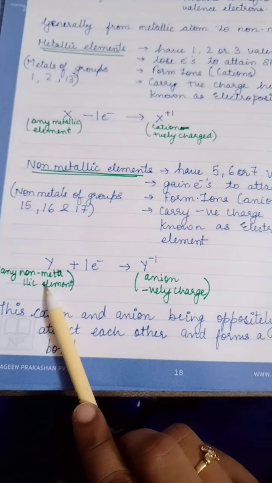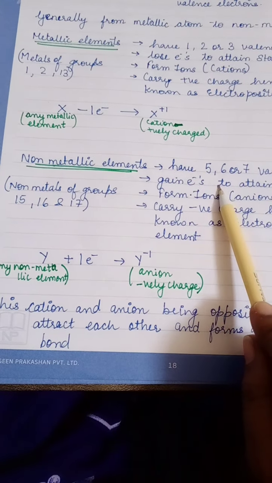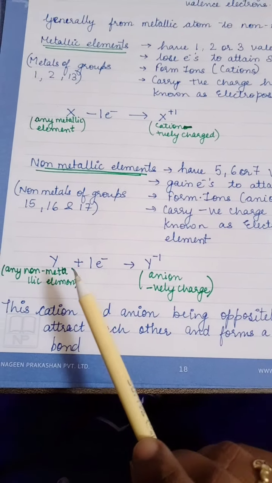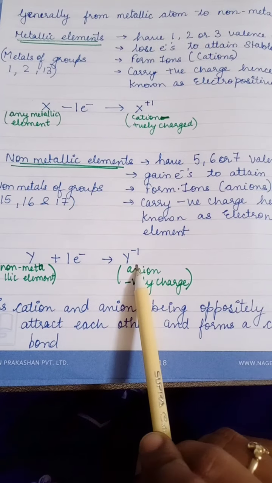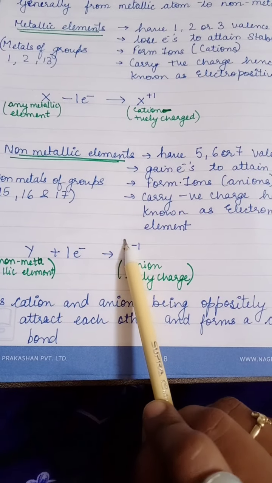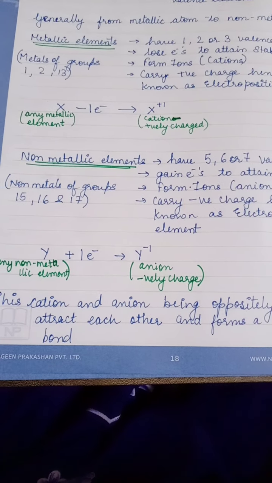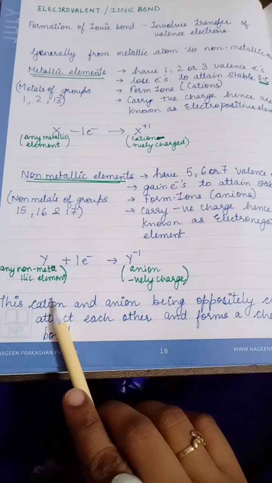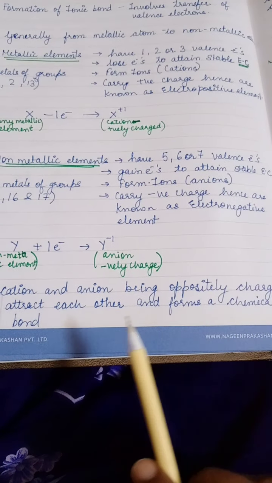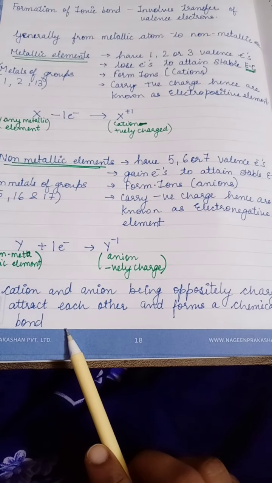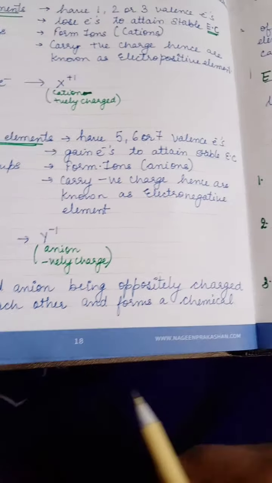Say, for example, Y is any non-metallic element. As it is going to gain electrons, it may gain 1 electron, 2 electrons, or 3 electrons. Depending upon the number gained, there will be a negative charge sign here. Now this cation and anion, being oppositely charged, attract each other and form an ionic bond. They form a chemical bond actually.